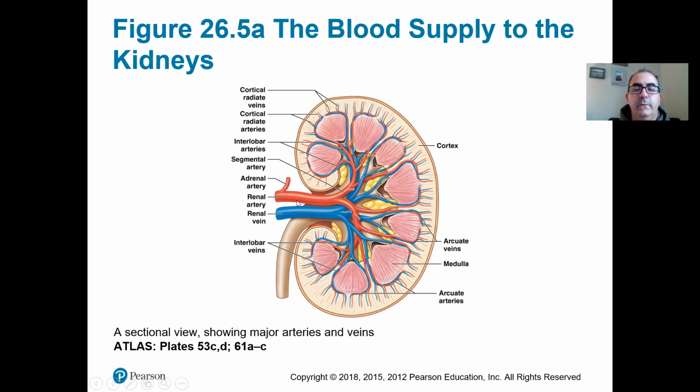So again, we go renal, segmental, interlobar, arcuate. The arcuate artery and the arcuate vein are what separate the cortex and the medulla. And then these little ones that go up into the cortex, those are called cortical radiate arteries. They radiate into the cortex, so that's where they get their name from. That's the blood coming in.